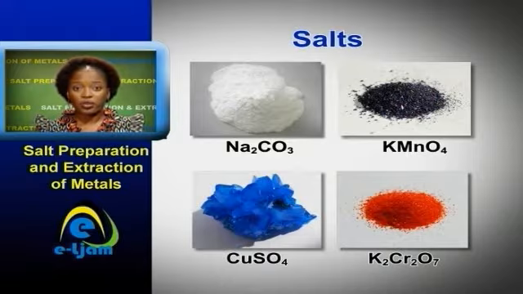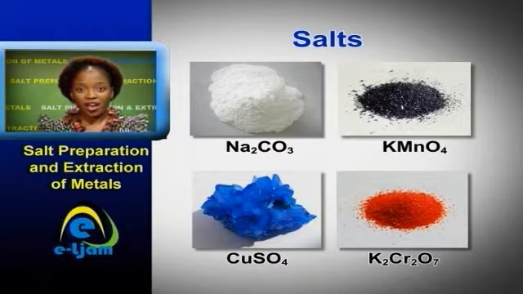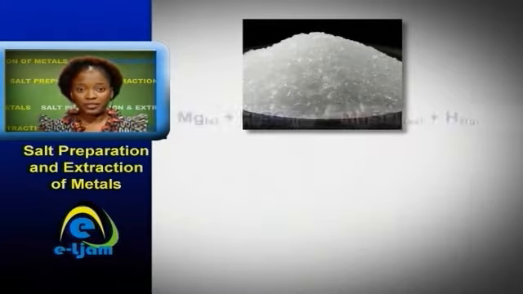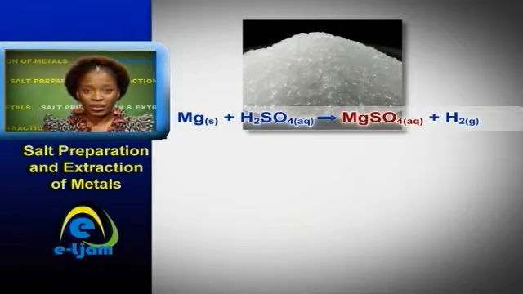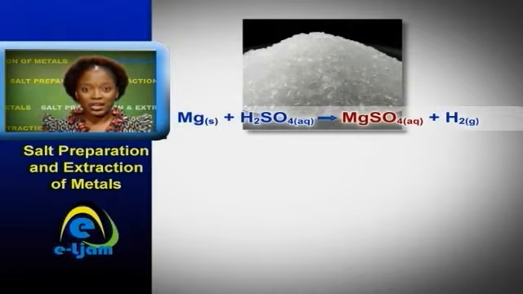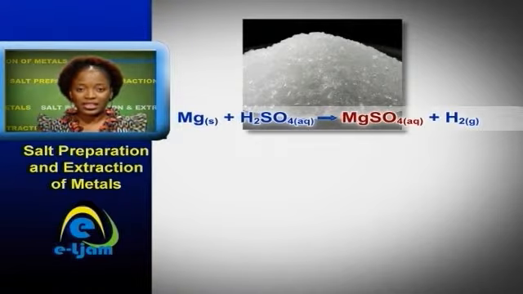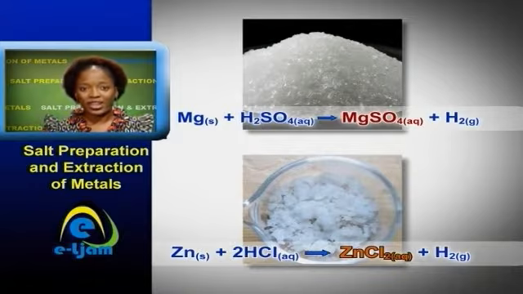What they have in common is that all salts are formed when metal ions or the ammonium ion takes the place of the hydrogen ion or ions of an acid. For example, magnesium sulfate is a salt formed when the H+ ions in sulfuric acid are replaced by magnesium ions. Zinc chloride is formed when the hydrogen ions in hydrochloric acid are replaced by zinc ions.